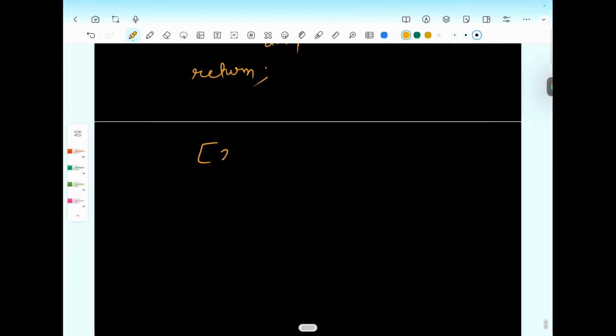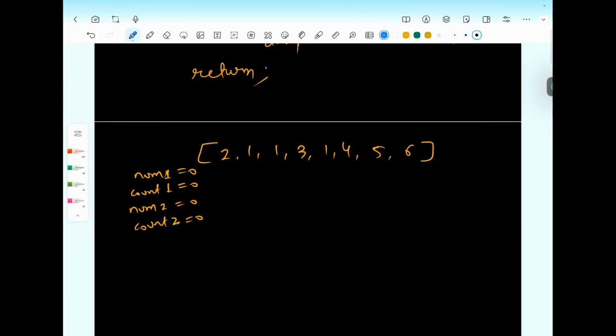So 2 1 1 3 1 4 5 6. We have num1 with count1, num2 with count2, right? Initially all of them are 0. At this point both counts are 0, so we can update one of the nums. I will update num1 and count1 will become 1, and this will remain 0. At this element we already have num1 with count 1, so it remains the same, and num2 and count2 will be updated, so they become 1 and 1.